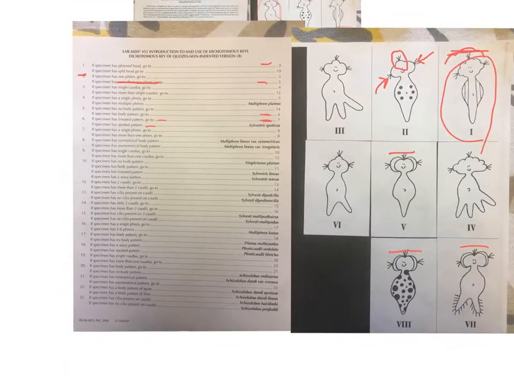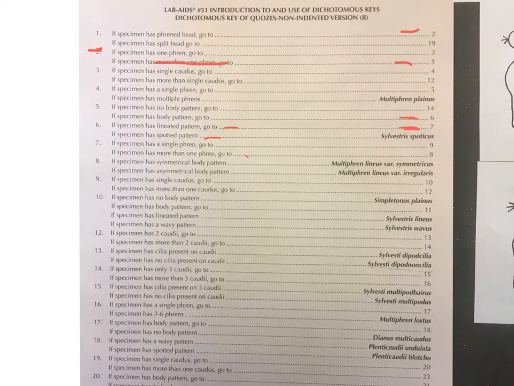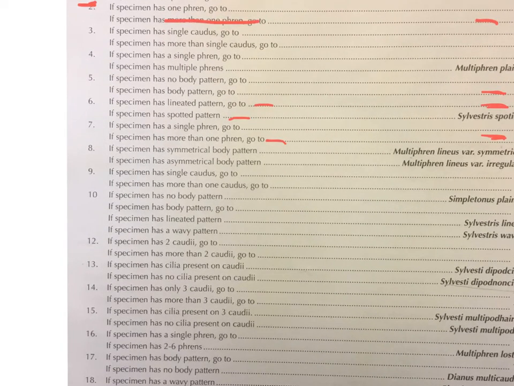He has got more than 1 lump on his head, so I am going to go with that one. So now I need to go to number 8, and I read number 8. Is he symmetrical or asymmetrical?